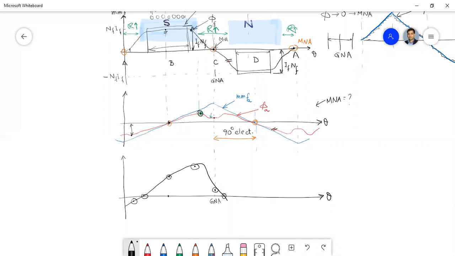Okay, and it will be reversed in the other direction, so it will look like this. So this is the resultant distribution of flux in the air gap. Have you understood this point? How we are getting this resultant distribution?